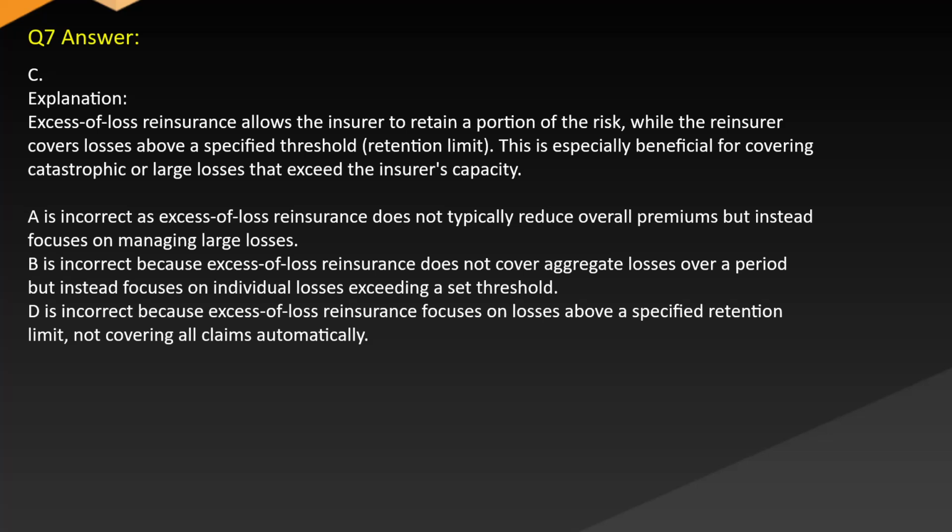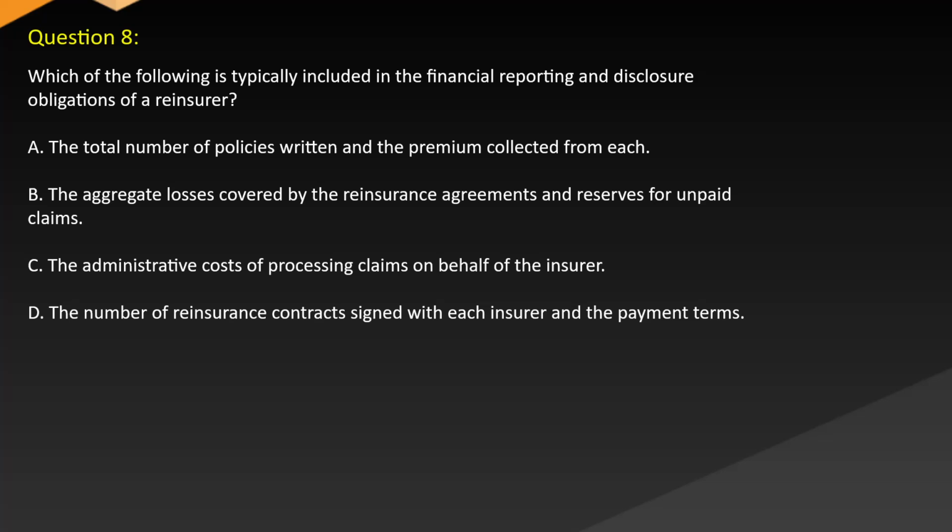B is incorrect because excess loss reinsurance does not cover aggregate losses over a period, but instead focuses on individual losses exceeding a set threshold. D is incorrect because excess loss reinsurance focuses on losses above a specified retention limit, not covering all claims automatically. Question 8. Which of the following is typically included in the financial reporting and disclosure obligations of a reinsurer?